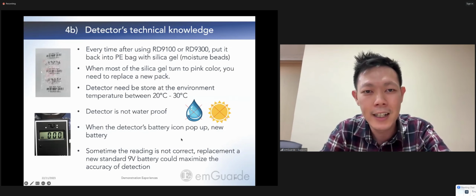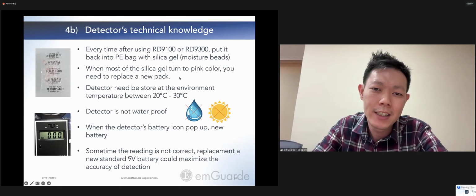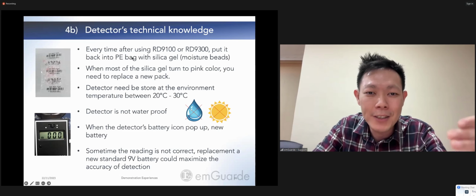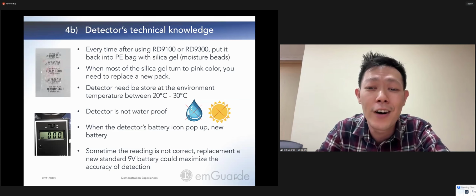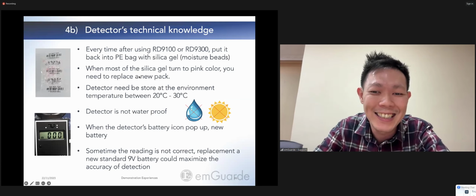So the next one is some maintenance, because this detector is not cheap. There are some points that we must note down, a few keywords on how to take care of this detector, because this is not a drop proof, waterproof or heat proof detector. You can see the waterproof icon and the sun icon.